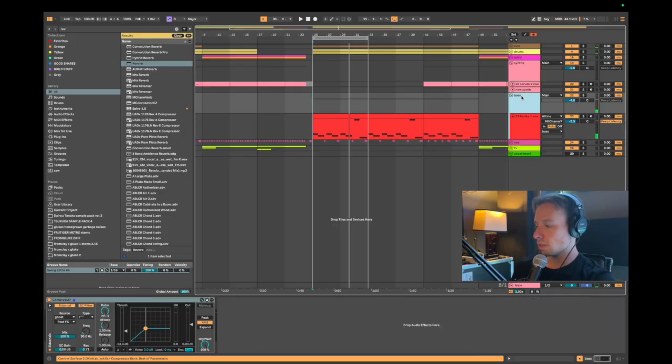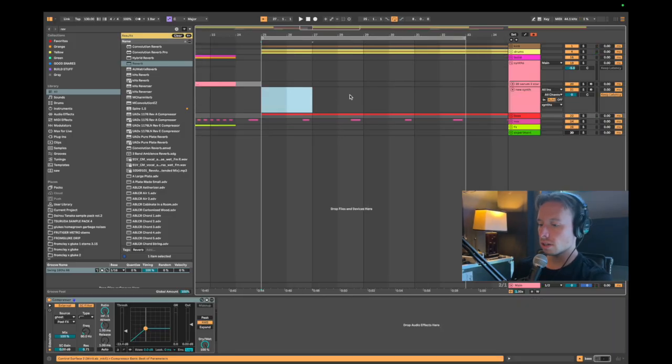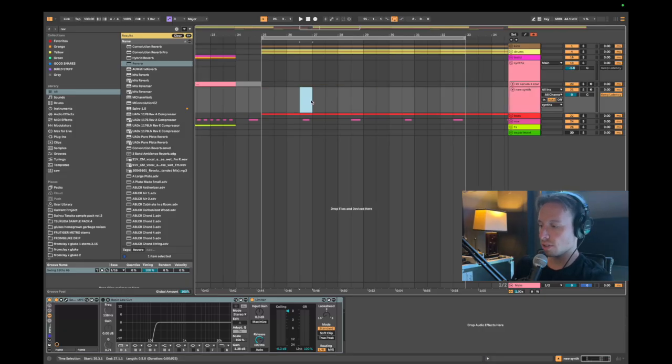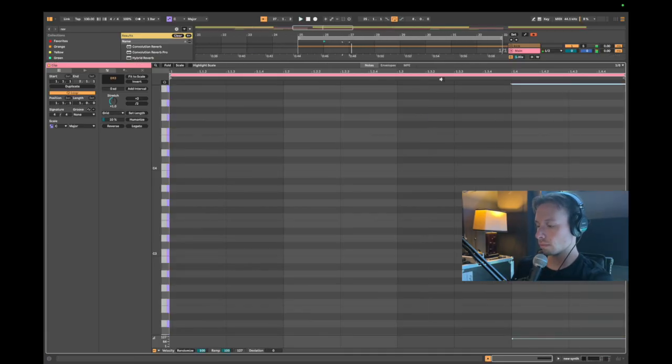Okay, I think that sounds fine. So now that we've got our bass dialed, let's go ahead and just start adding noises to all of the empty spots in this drop, and we'll start experimenting with different sounds and different harmonics.